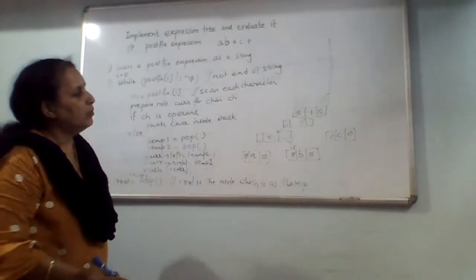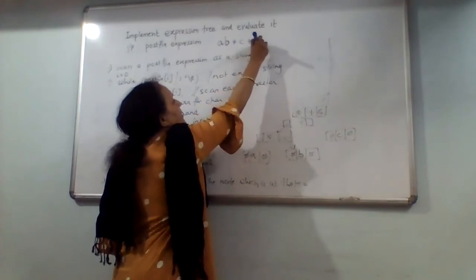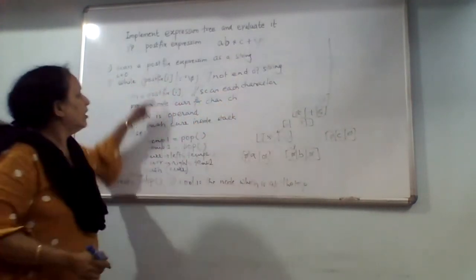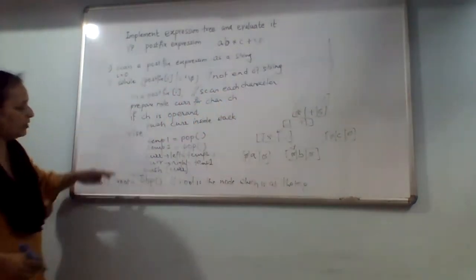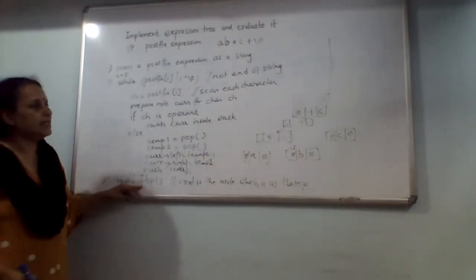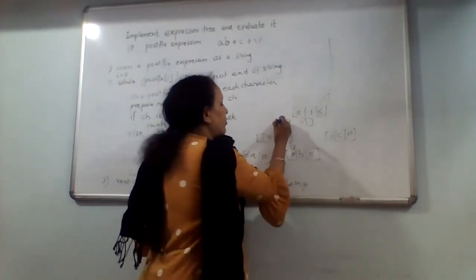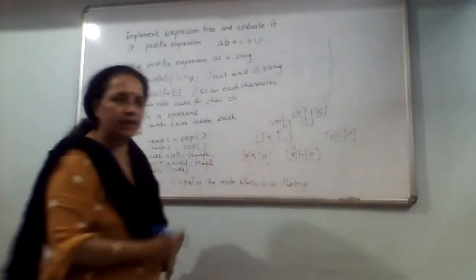Now at the end, the end of the string appears. When there is the end of the string, what should we do? Root will be pop. So whatever is at the stack top, that is plus, is our root. So this is our root and this is our tree.